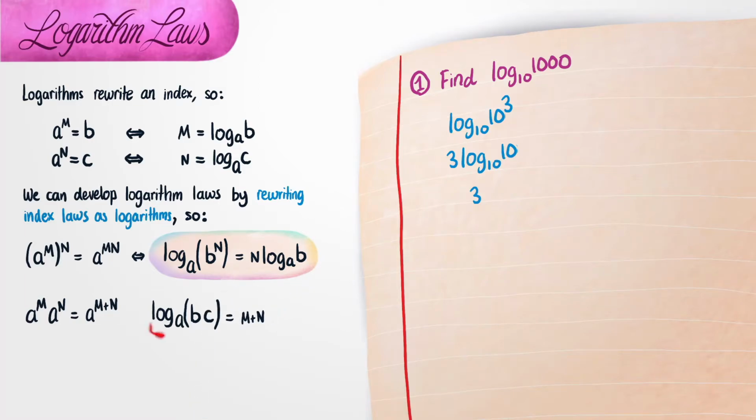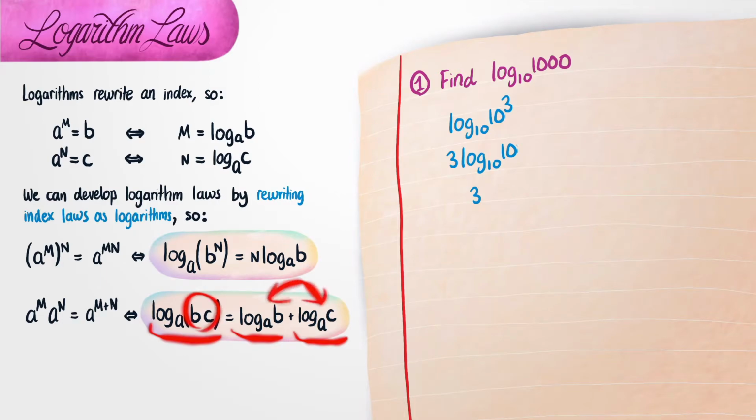So now we know that the log base a of b times c is the same thing as m plus n. But what is m and what is n? Well, we know that m is the same thing as log a of b, and n is the same thing as log a of c. So let's also replace them as well. So now we have our second log law. We know that the log a of b times c is the same thing as the log a of b plus the log a of c. So in other words, logarithms turn multiplication into addition.